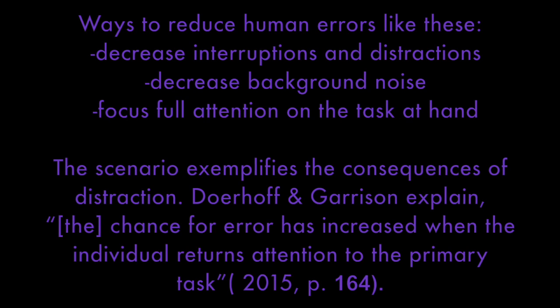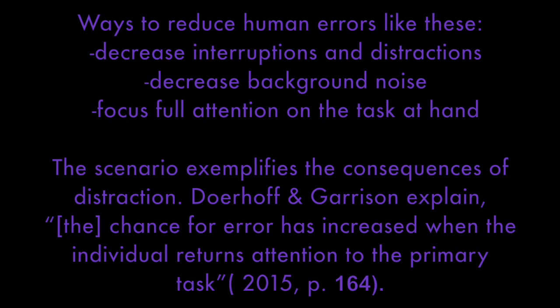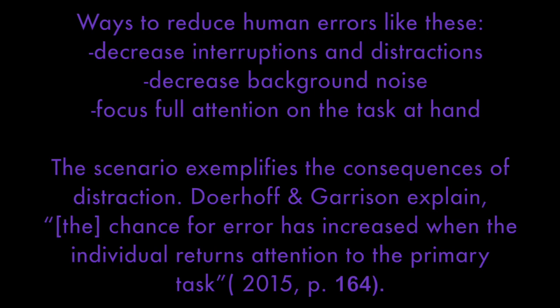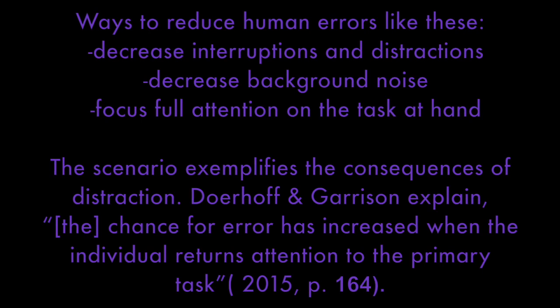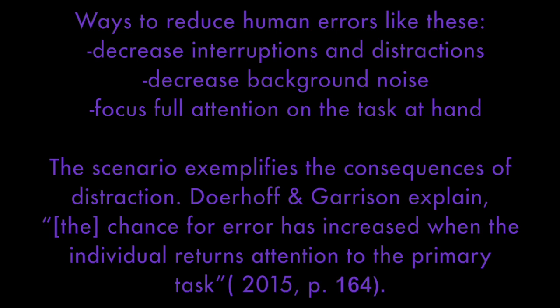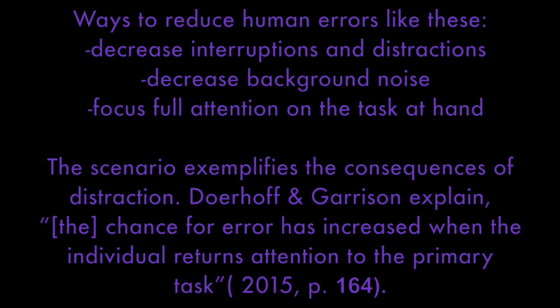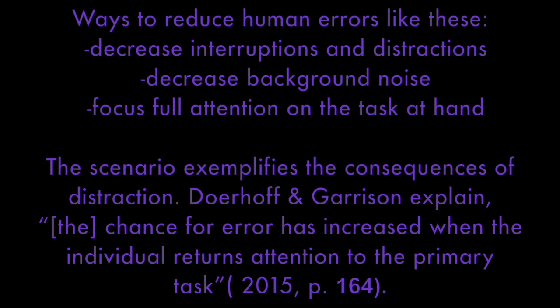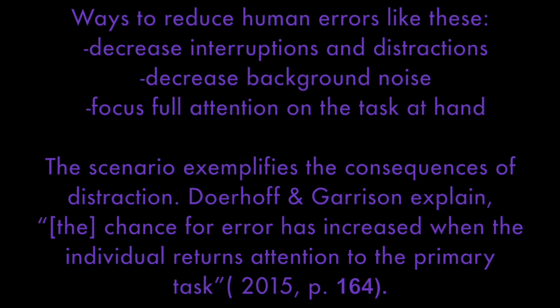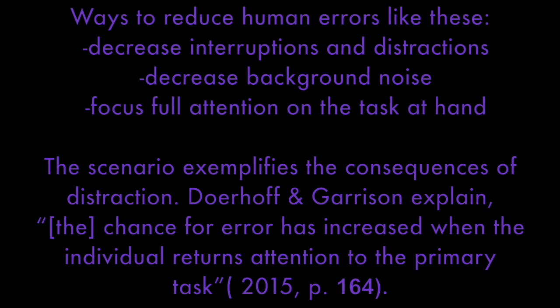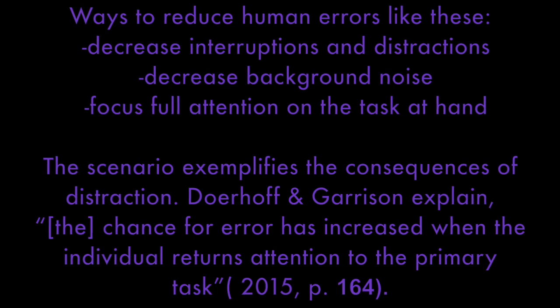Ways to reduce human errors like these: decrease interruptions and distractions, decrease background noise, focus full attention on the task at hand. The scenario exemplifies the consequences of distraction. Dorhoff and Garrison explain the chance for error has increased when the individual returns attention to the primary task.